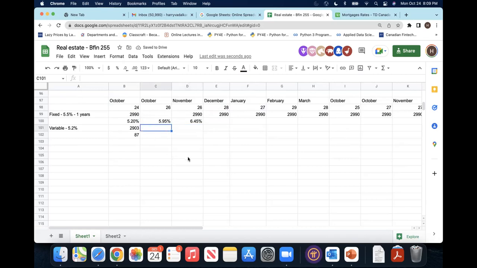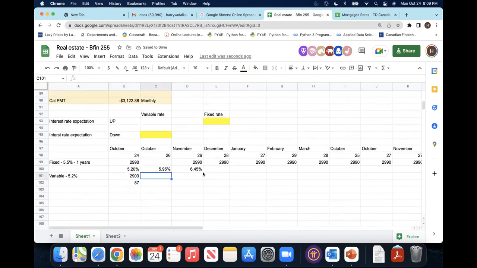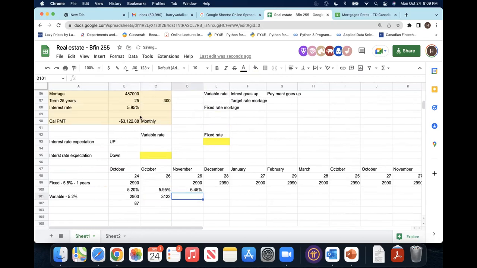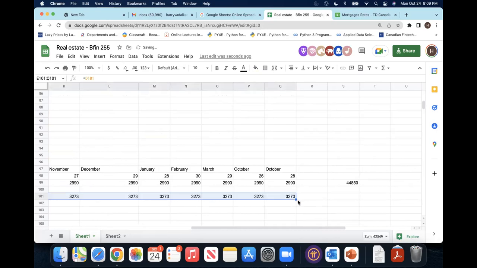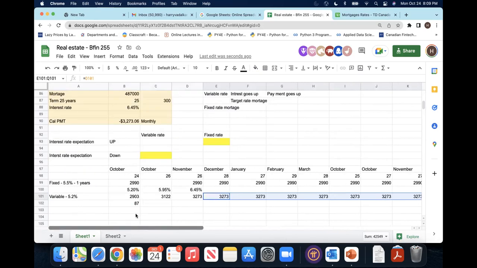So what will happen? Your mortgage payment will now change. So it will be 5.95%. So that will be 3,122. Then your payment will go up by 6.45%. So that will be 3,273. So let's say the rest of the payment doesn't change because they freeze the interest rate increase for the next 1 year, which is not expected. Interest rate is expected to go up till March of next year. Okay, so if that happens, what's happening now?